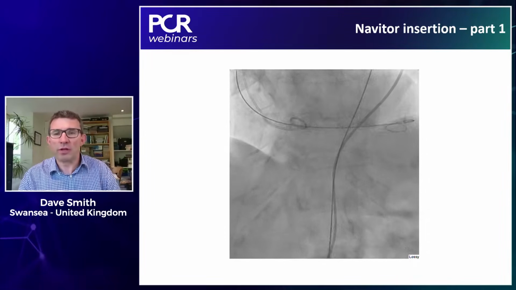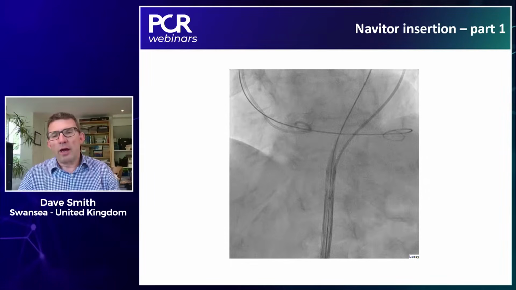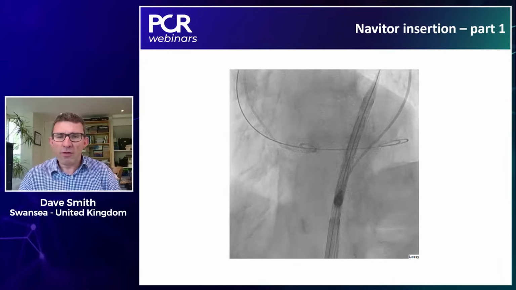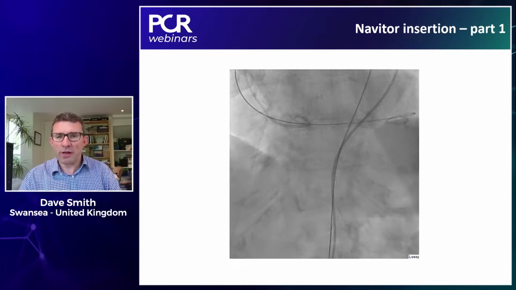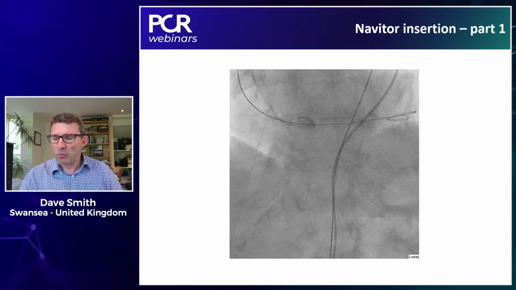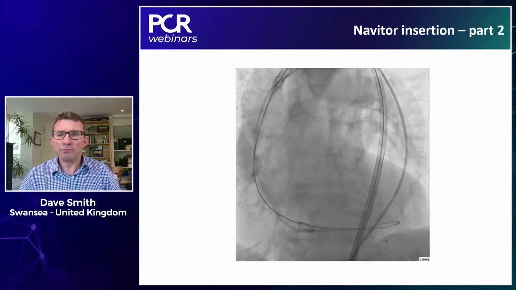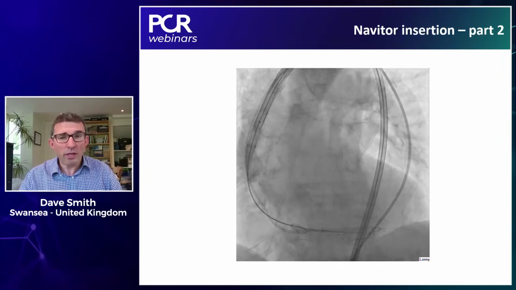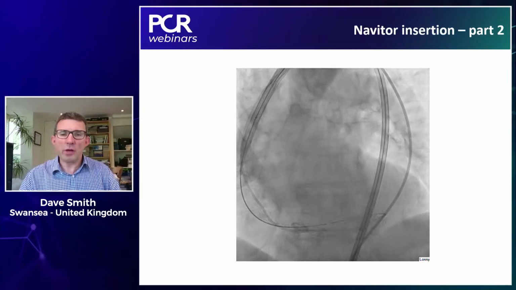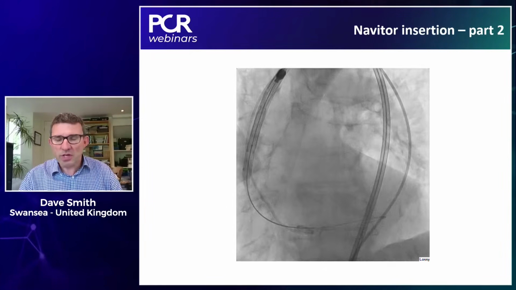You'll see the horizontal nature of the aorta with the wire in the left ventricle. And this is the slow and steady but easy passage of the Navitor system through the iliofemorals into the descending aorta. I'll now show you part two, which is the slow but steady and easy passage across the aortic arch into the ascending aorta.